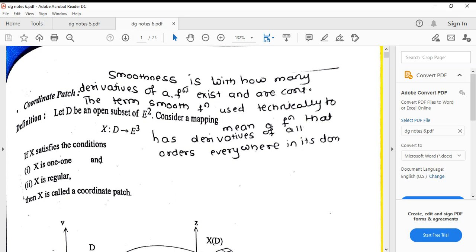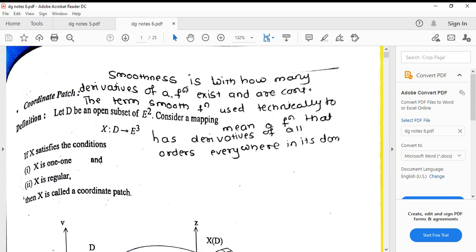For that, we must know what the mapping X is. X is a mapping from D to E3. What is D? D is any subset of E2 or R2 space, so it is in the 2D plane. It is just a mapping from the 2D plane to 3D space. If this function X satisfies the conditions of being 1-1 and regular, then it is called a coordinate patch. So what is the meaning of 1-1?